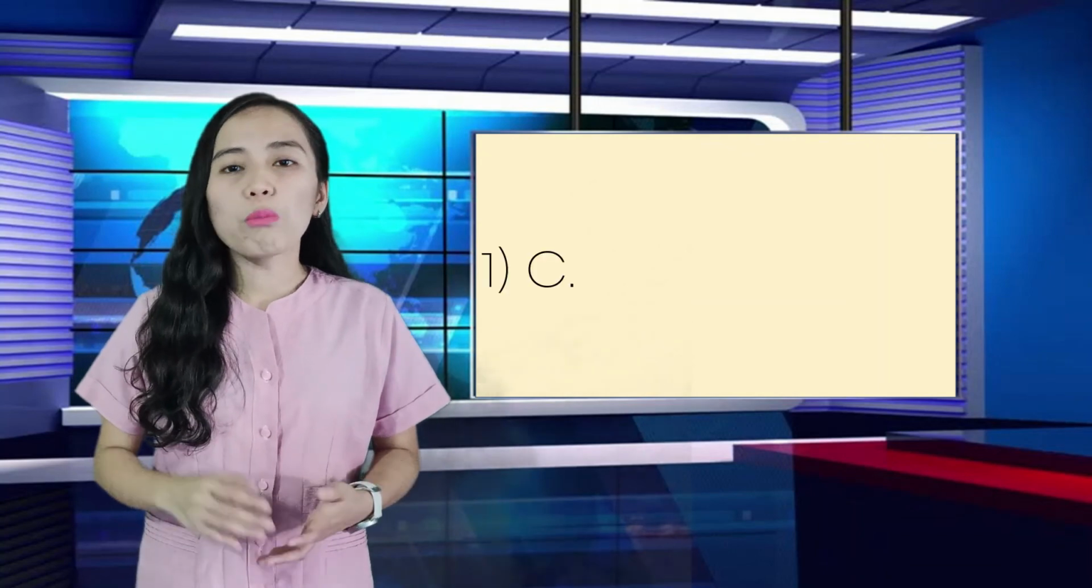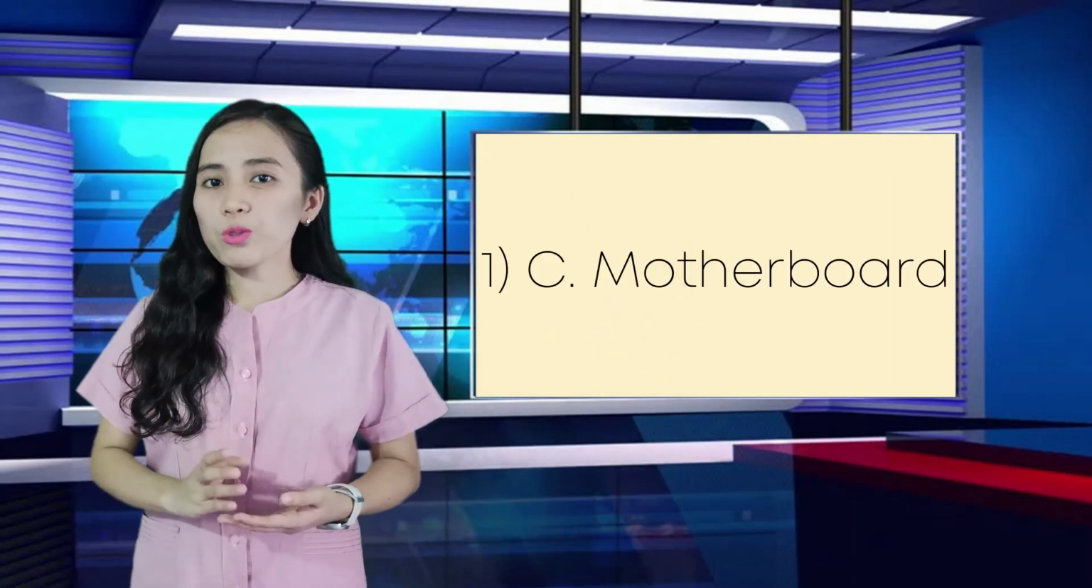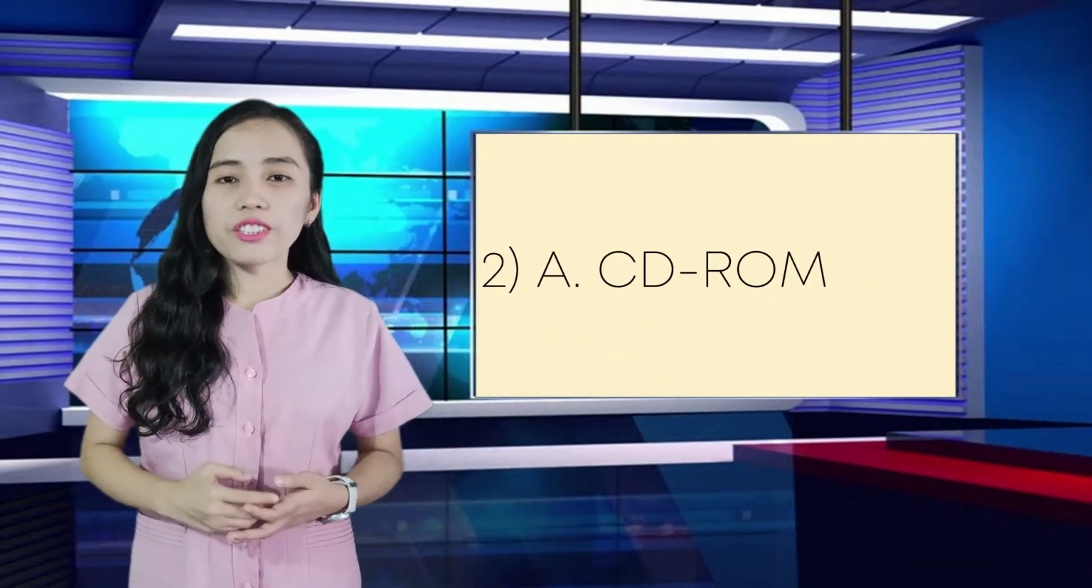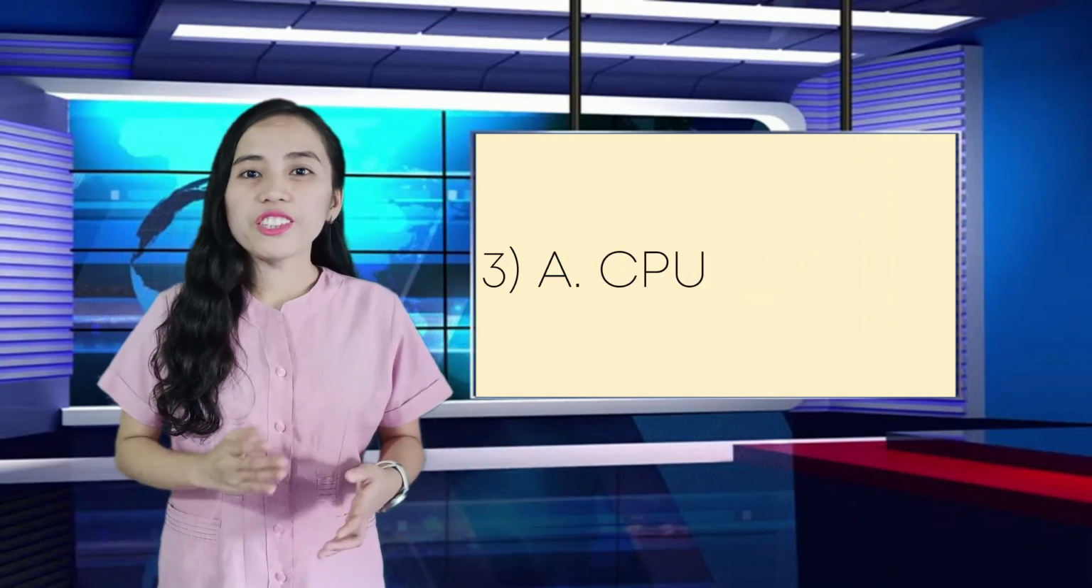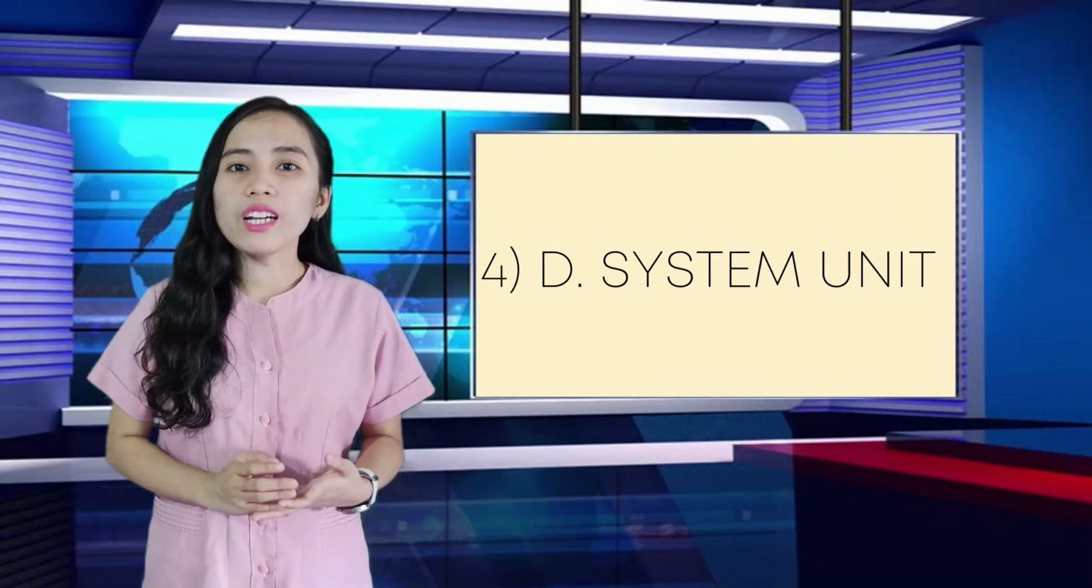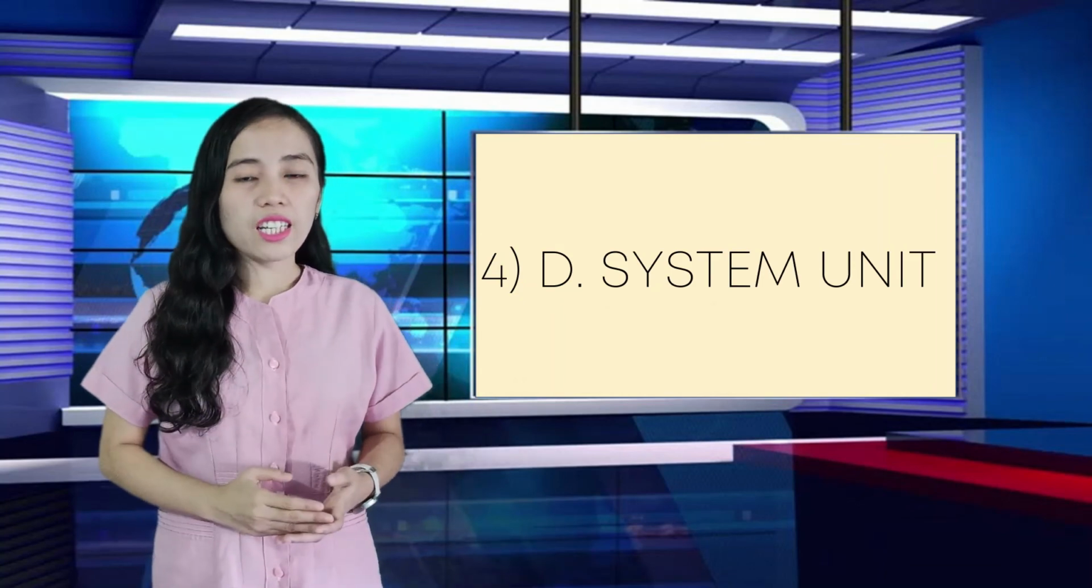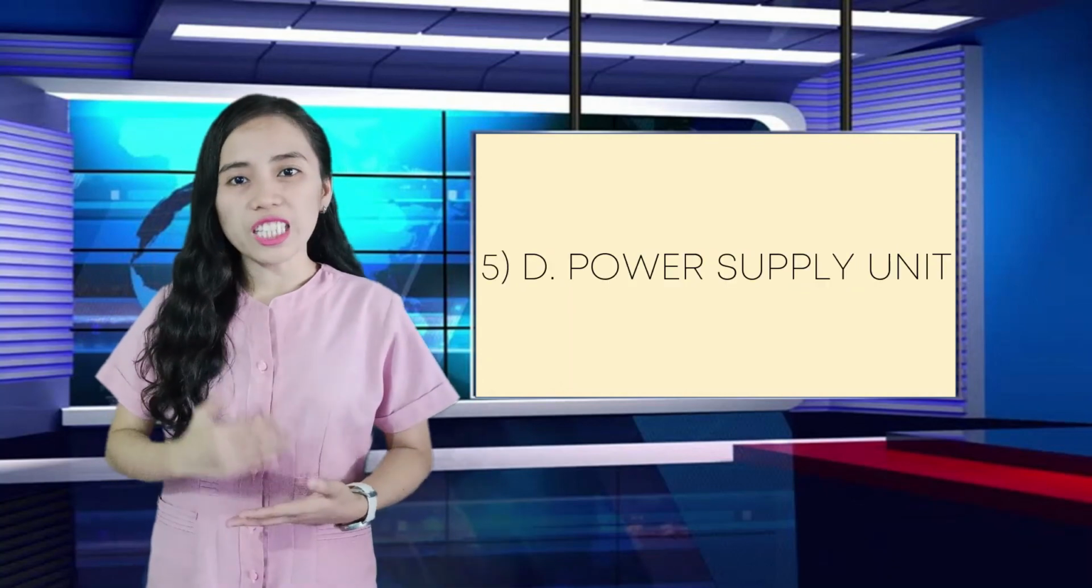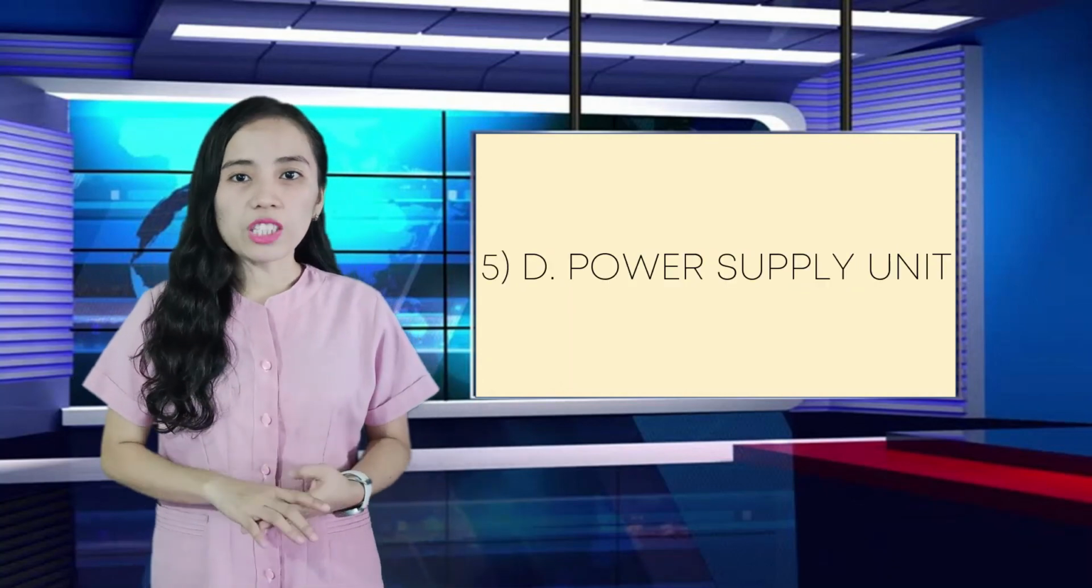Are you done answering, class? Okay, let's check. Number 1, the answer is letter C, motherboard. Number 2 is letter A, CD-ROM. And number 3, we have letter A, CPU. Number 4, letter D, system unit. And number 5, we have letter D again, power supply unit.